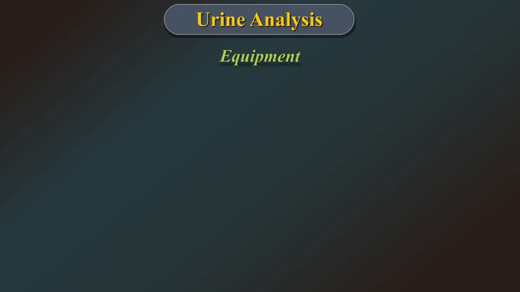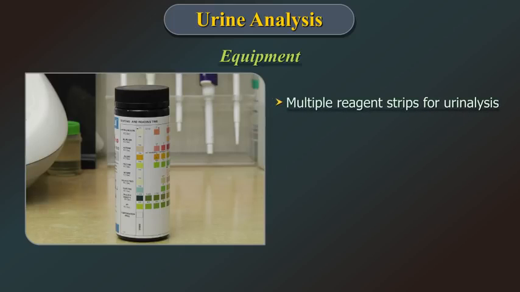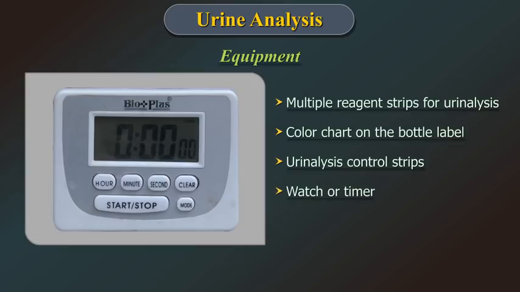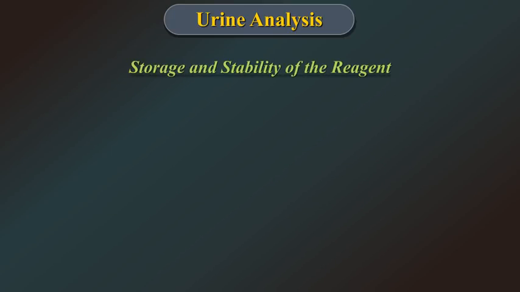Test procedure. Equipment required. Multiple reagent strips for urine analysis, color chart on the bottle label, urine analysis control strips, watch or timer, and a good light source. Storage and stability of the reagent.